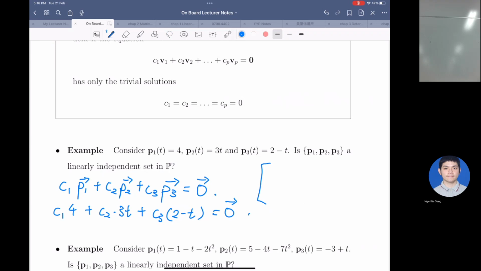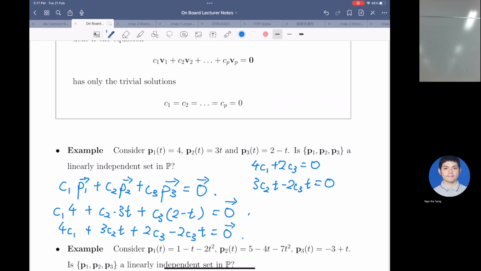You get 4C1 plus 3C2T, 2C3 minus 2C3T, right, equal to 0. So we want 4C1 plus 2C3 equals 0, and then we want 3C2T minus 2C3T equal to 0. So from here we can generate the matrix. We get 4, 0, 2, and 0, 3, minus 2. Then the augmented matrix is this.